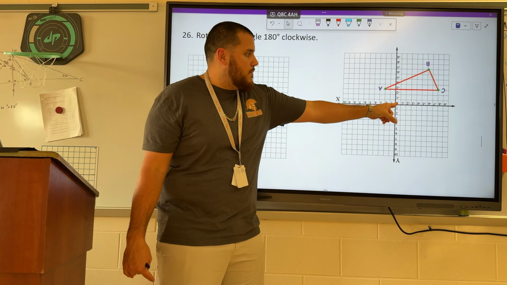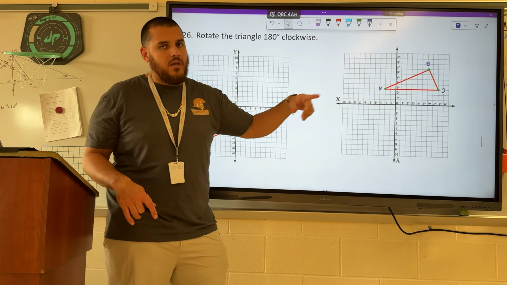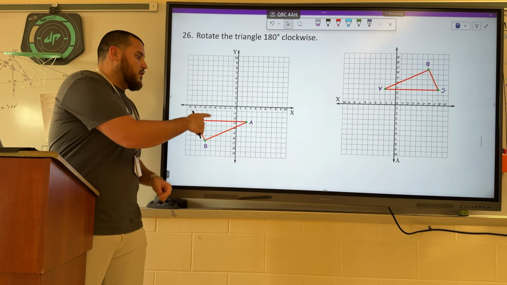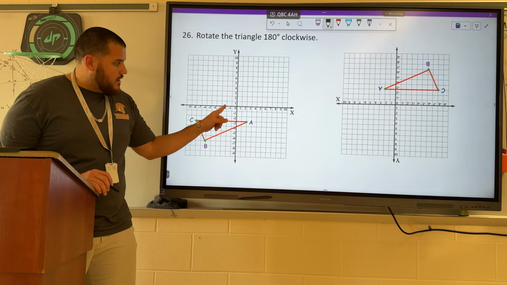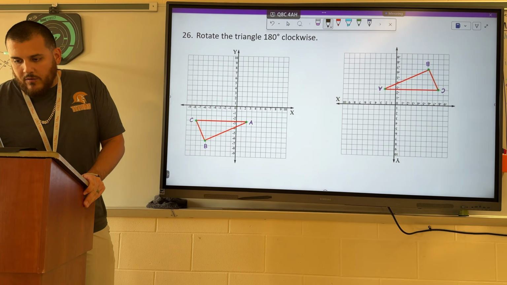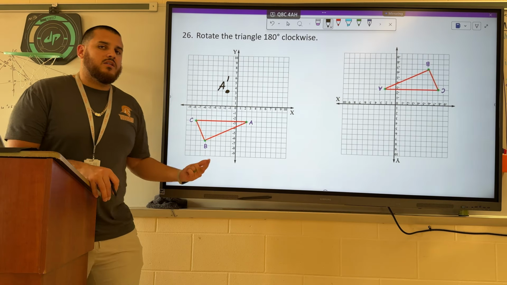So point A from the origin is left 2 and up 3. You can memorize that pattern, turn your paper back normal, and then graph that pattern. From the origin, left 2 and up 3, that would be the location of A prime. And you go back and do this for each point.